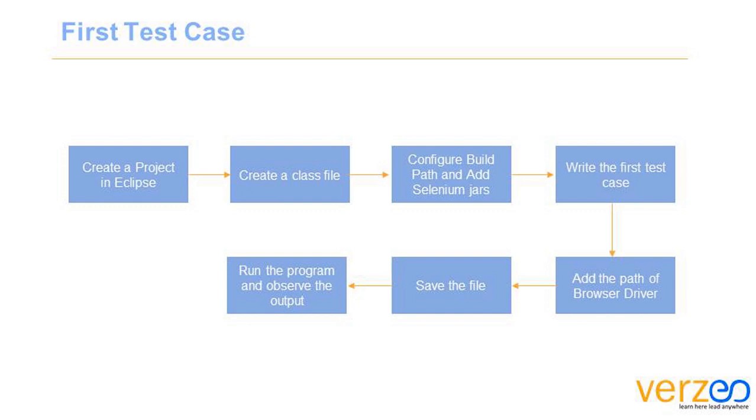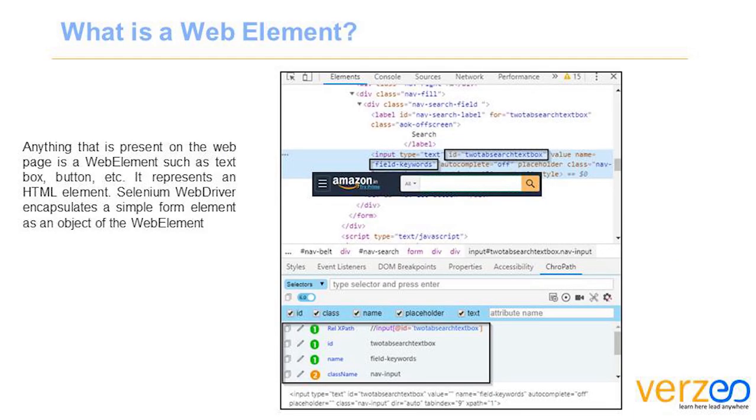So this is about your first test case. Yes, you created a project, you configured the build path, wrote the test case, added the path to the browser driver and ran the program. This is all about how to execute your very first test case. Simple. So what is a web element? Anything that is present on the web page is a web element, such as text, button, etc. It represents an HTML element. And Selenium WebDriver encapsulates a simple form of element as a web element.